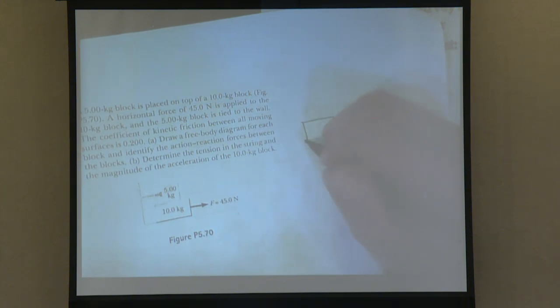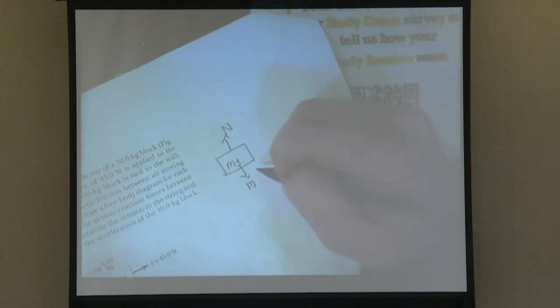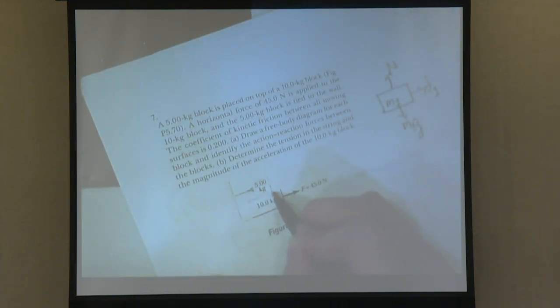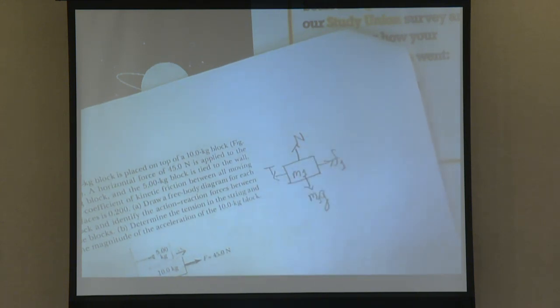So we have M1, which has a normal force and a force of gravity, M1g. And then our friction force is going to be going this way, because this one is sliding this way. So the friction force is going to cause it to go this way. And then we have a tension force, since it's attached to a string right there, going this way.